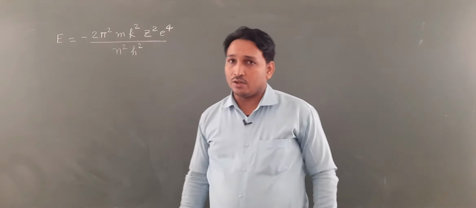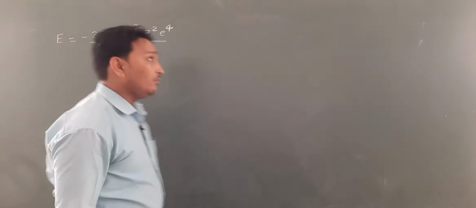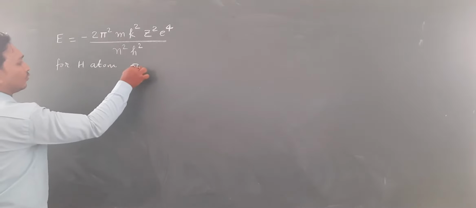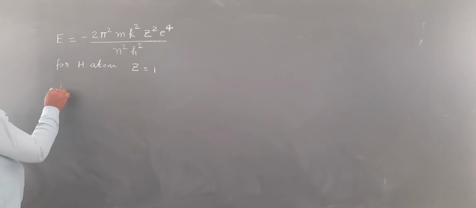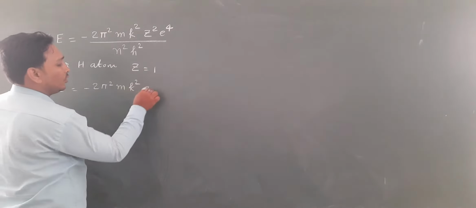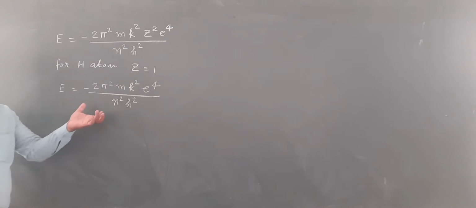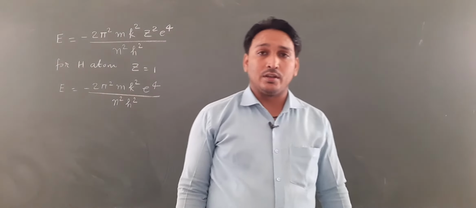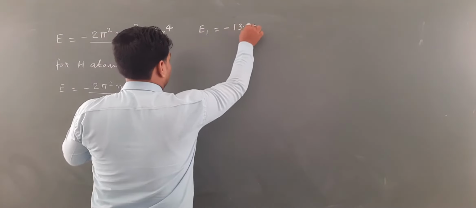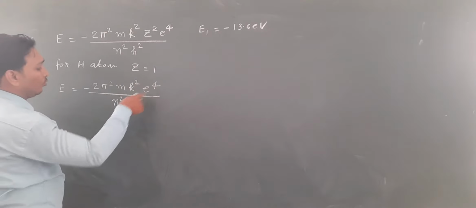E is the energy of the electron which is revolving in the nth orbit of an atom having atomic number Z. For hydrogen atom, Z is equal to what? 1, and if Z is equal to 1, then E is equal to minus 2 pi square m k square e to the power 4 upon n square h square. Then we put the value of n as 1, 2, 3, 4 and calculated the energy of various orbits. The energy of the first orbit E1 comes out to be minus 13.6 electron volt, and from here if you put n is equal to 1, we get the expression minus 2 pi square m k square e to the power 4 upon h square.